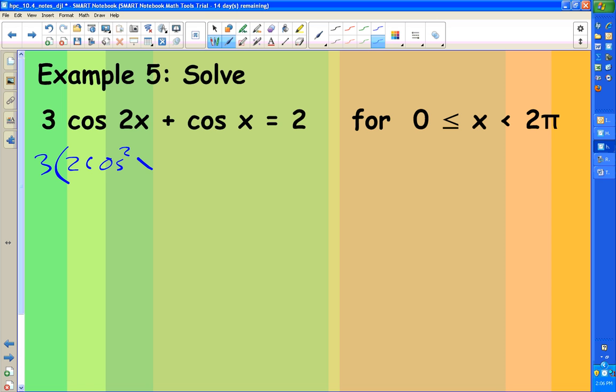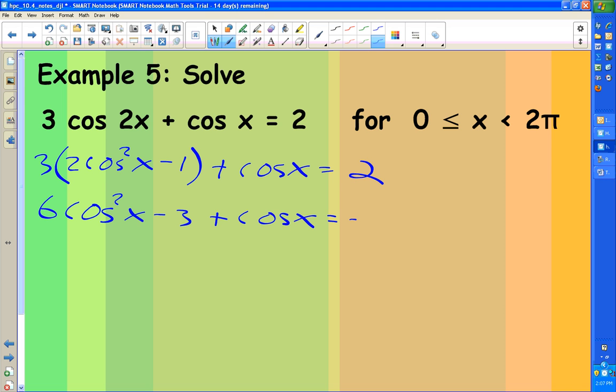2 cos squared x minus 1 plus cos x is equal to 2. When you distribute, this is okay to distribute here. 6 cos squared x minus 3 plus cos x equals 2. So 6 cos squared x plus cos x. When you subtract 2, you're going to have a minus 5 here equals 0.